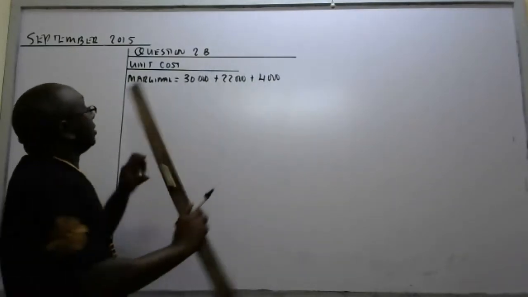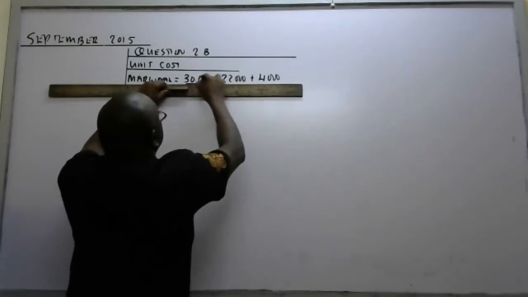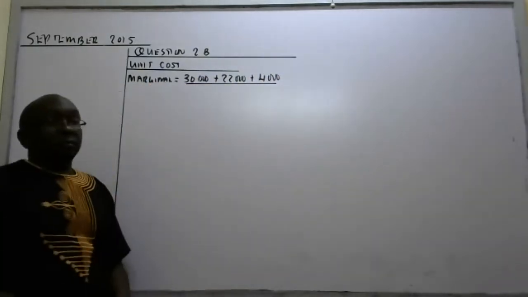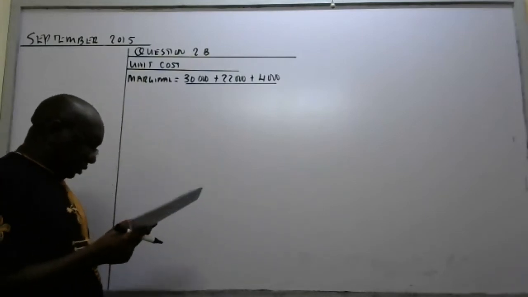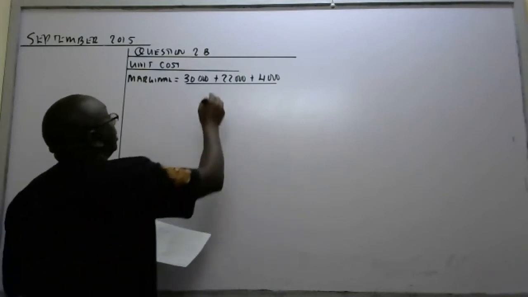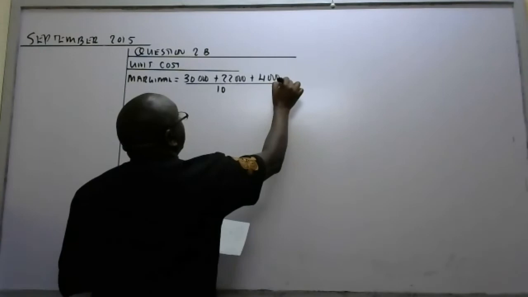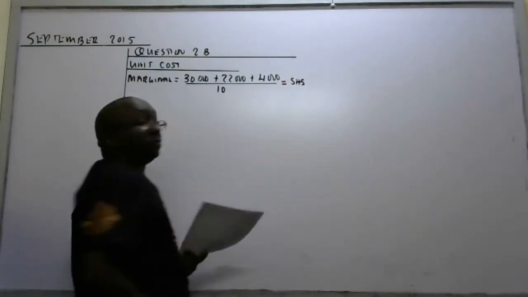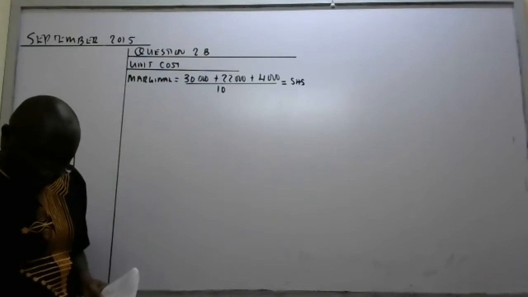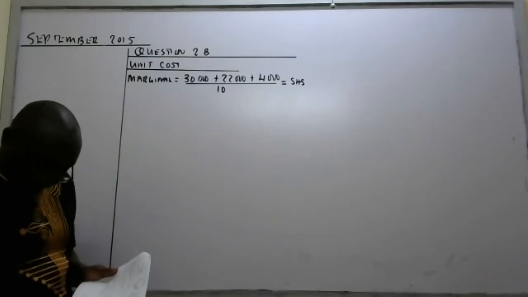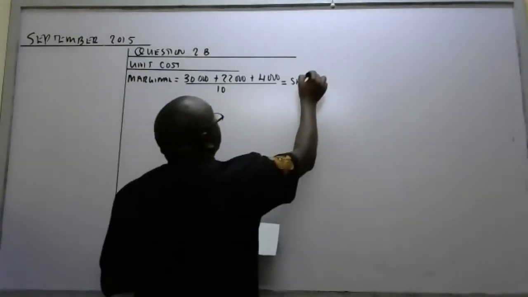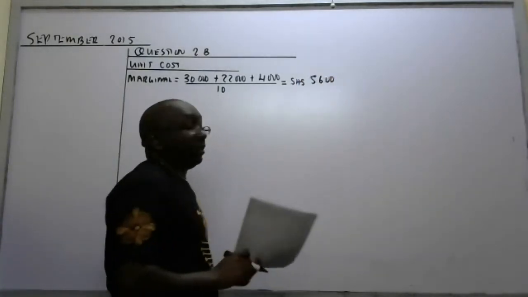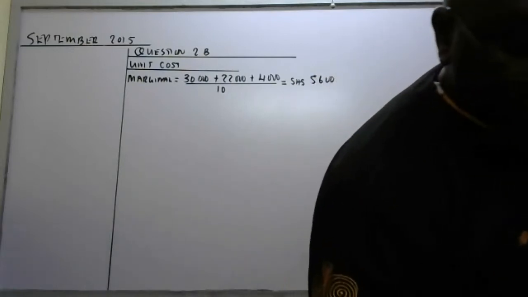And then you divide by the number of units produced. The number of units produced and sold was 10,000, so you divide this by 10. When you divide that by 10, what do you get? 5,600.